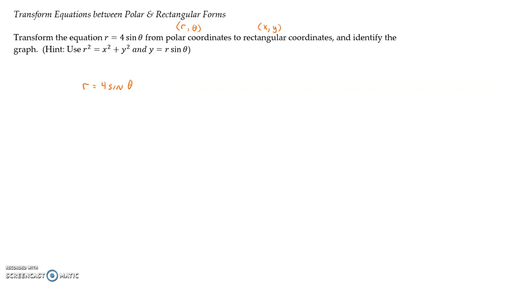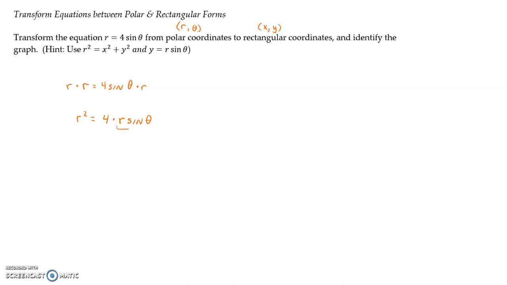So let's go ahead and multiply both sides here by the letter r. That's going to make r squared on our left-hand side. And on this right-hand side, I'm going to rewrite this a little bit. I'm going to get 4 times r times sine of theta. Right, and now we have a couple pieces where we can actually go plug in.